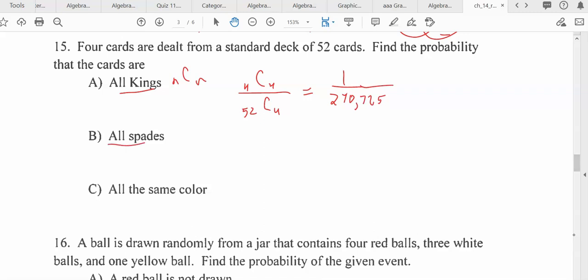All spades, okay, so this time I'm going to get all spades. So again, order is not important. So 52 choose 4, and 13 spades, I'm going to choose 4 of those. So you can type that in, you get 11 over 4165 when you type it in your calculator.